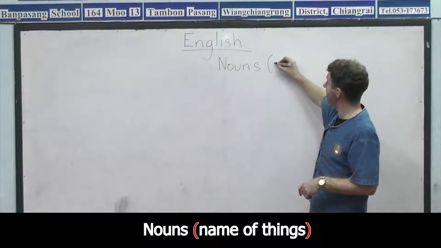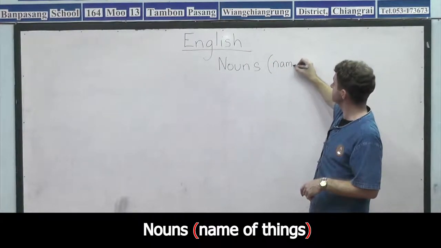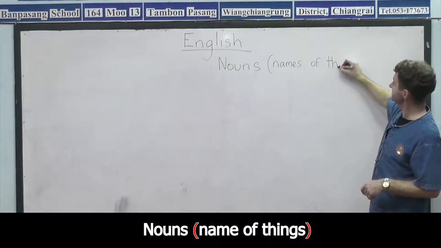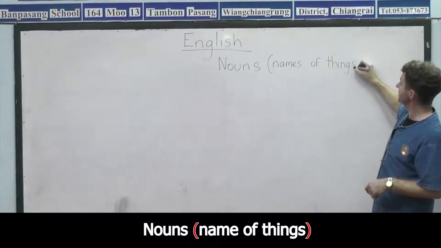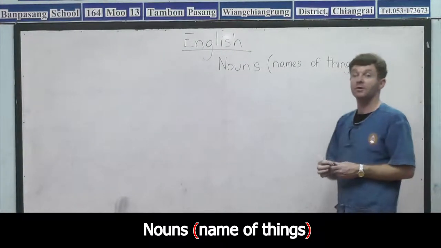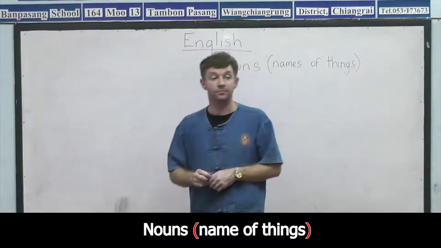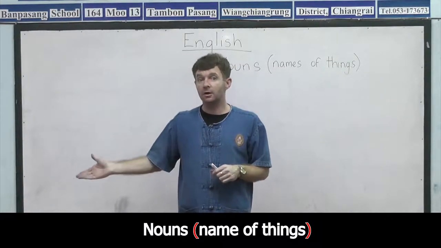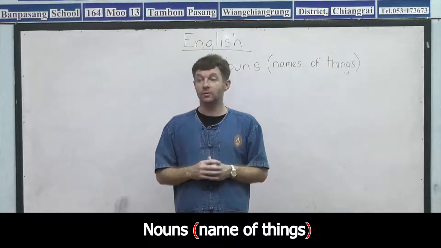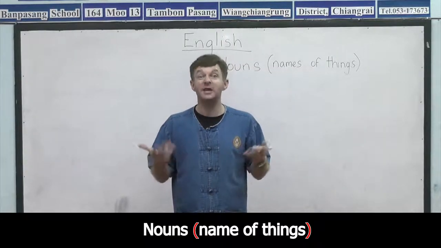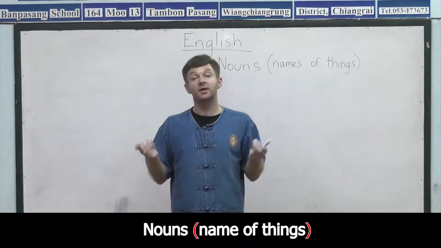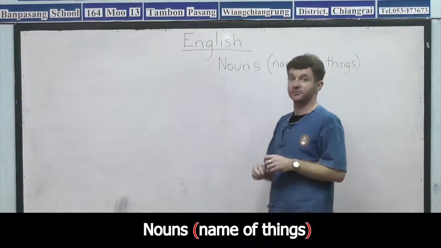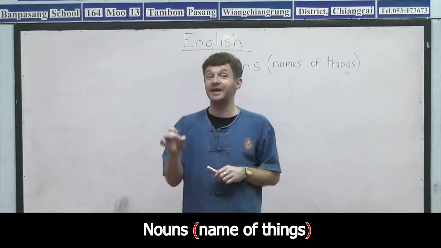So we can say nouns are names of things. T-H-I-N-G-S. Nouns. Names of things. Chair. Teacher. Cup. Classroom. School. These are all names of things. So these types of words are nouns. Yes. And in the last lesson, we learnt about a certain type of noun.